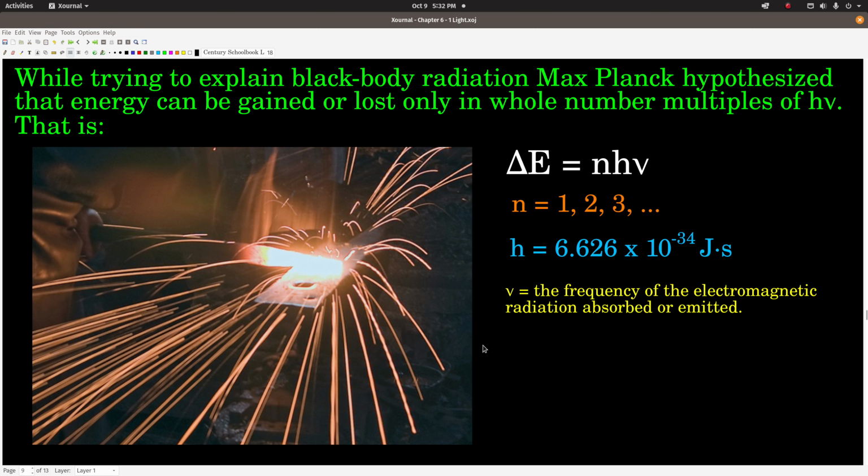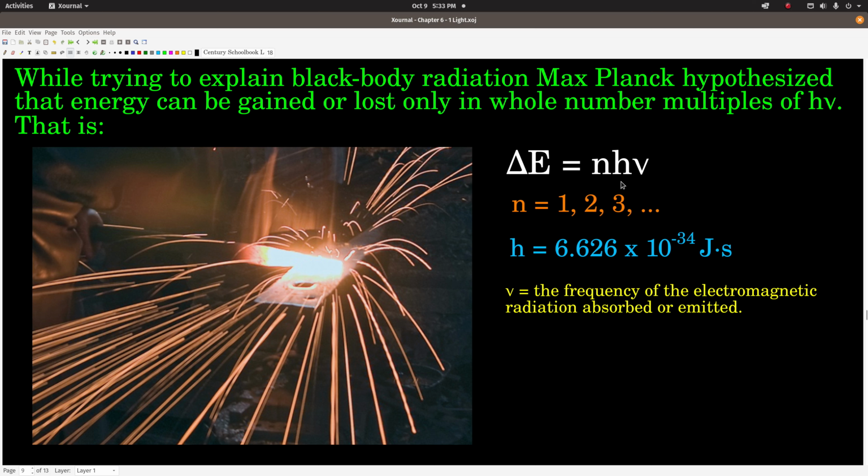One of the things Planck assumed, the important thing he assumed, is that in blackbody radiation, he hypothesized that energy can be gained or lost only in whole number multiples of some quantity that's related to the frequency of the radiation, and that was h nu. So what he said was this: the change in energy between two levels was equal to some integer times h nu. Now, what he was thinking when he came up with this is he was trying to figure out what's happening inside the atoms of that metal that's glowing.